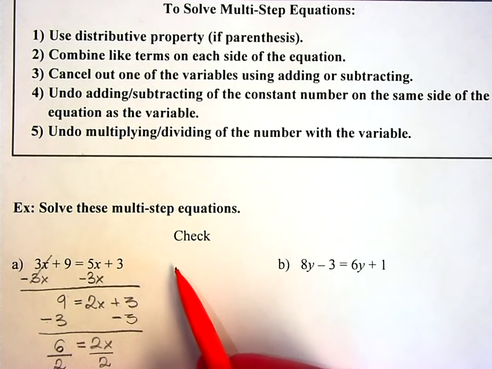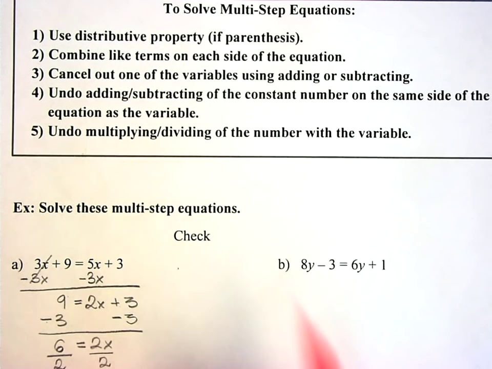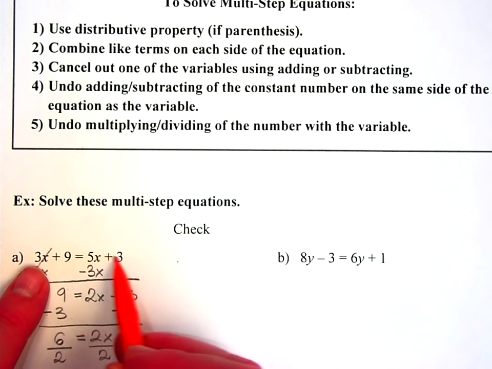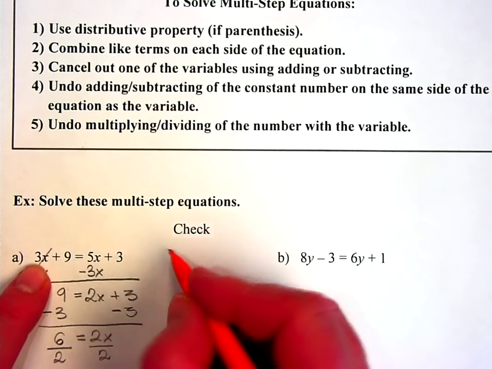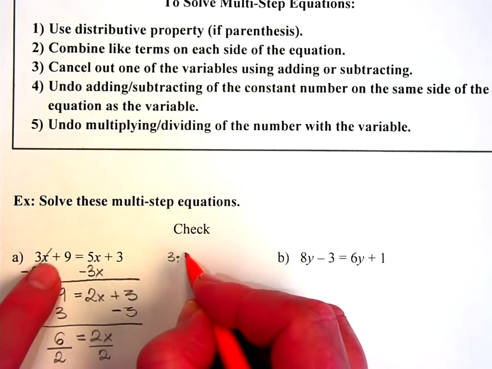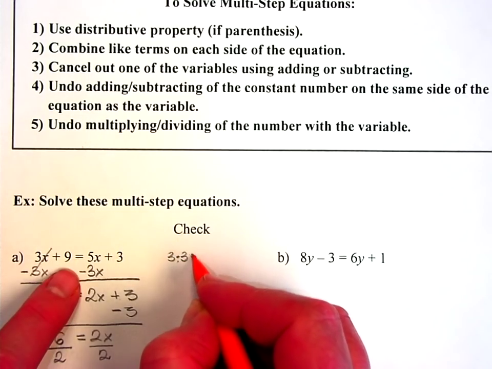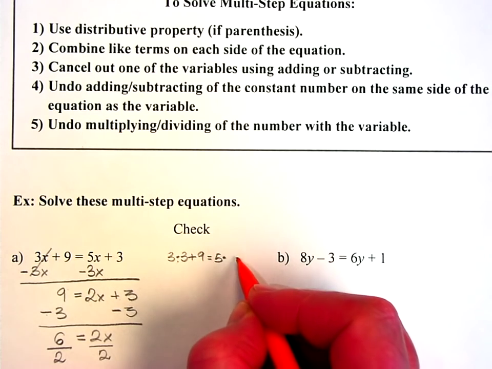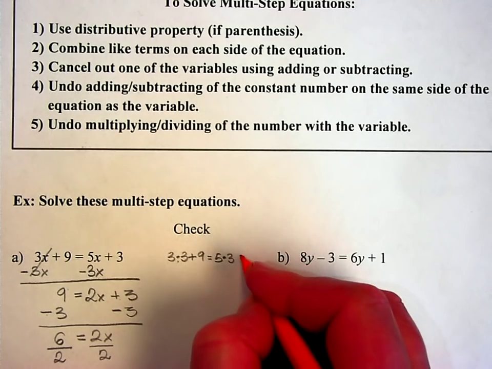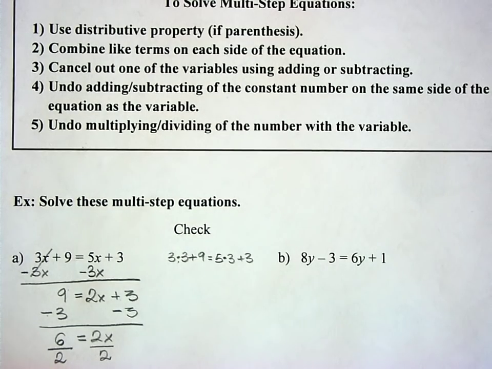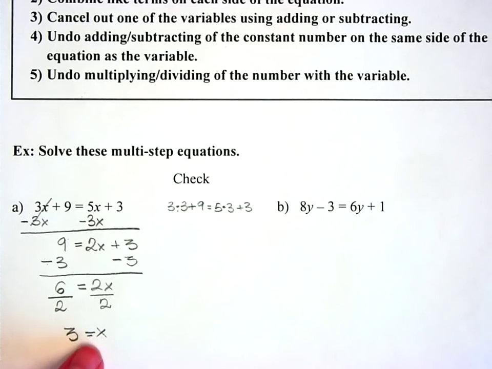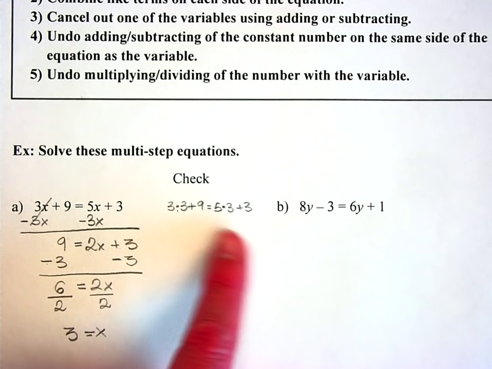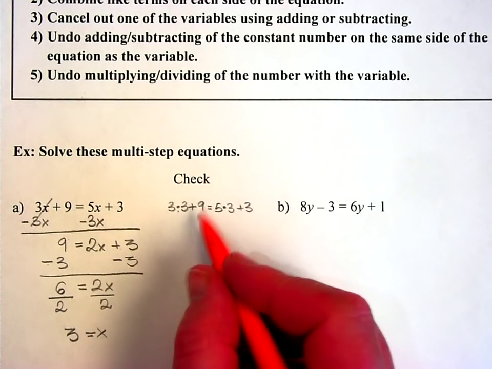Now notice if I'm checking my solution, I would have to put, instead of x in my original equation, 3. So I have 3 times, instead of x, 3, plus 9 equals 5 times 3, again instead of x, plus 3. If this solution is correct, if x equals 3 is correct, I should end up with 2 sides that have the same final answer, that are equal to each other.